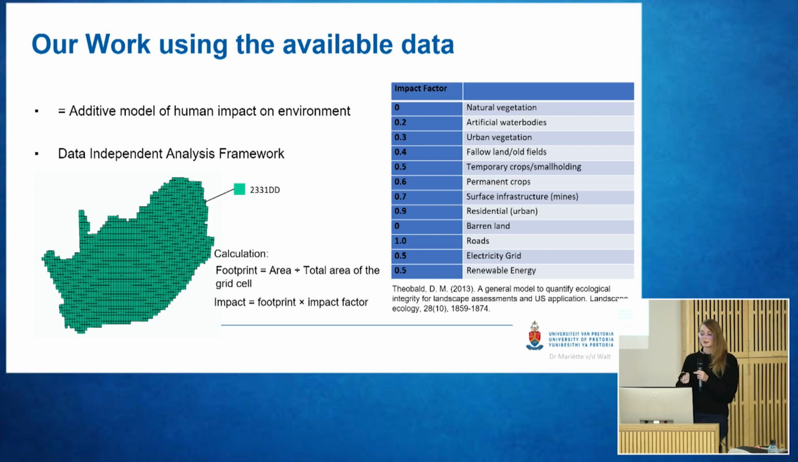The way that they calculate it is the footprint. The footprint is the area of your human impact times the total area of the grid cell. And because it's a grid, it gives you equal areas. So it's a nice standardized way of sampling your area. And then to quantify the impact of these different factors, you just multiply the footprint, which you've just calculated, by the impact factor. And Theobald has already given those impact factors for your different land use factors.